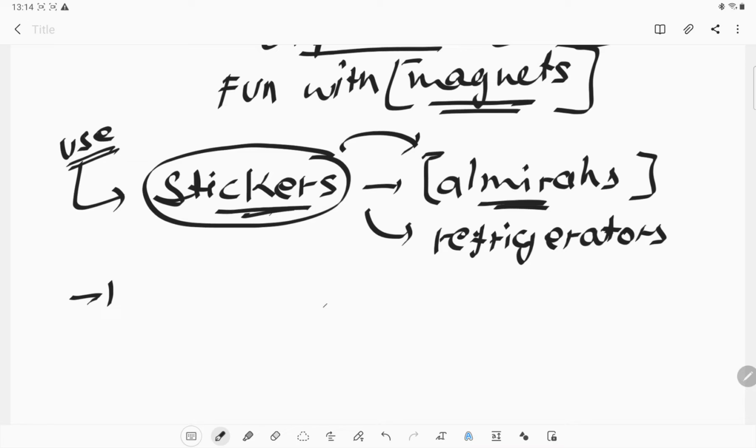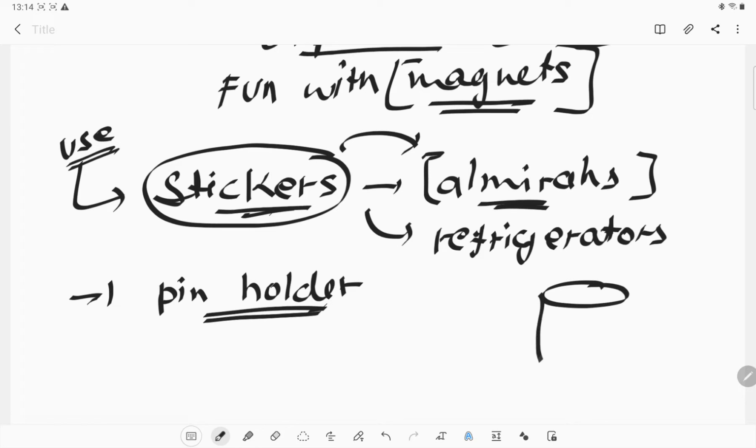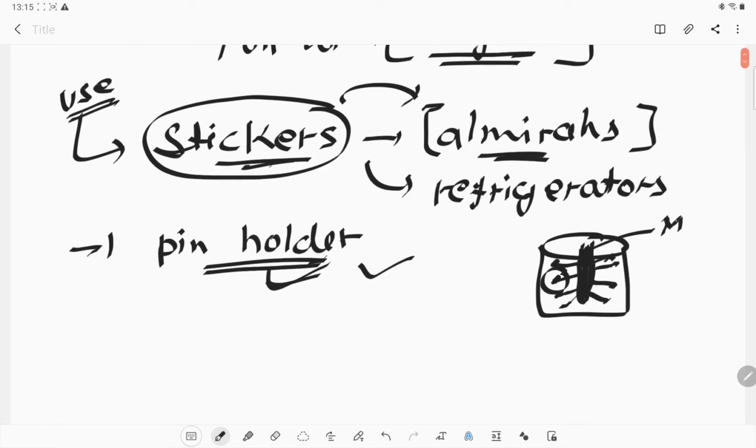What else? Sometimes we have seen a pin holder. That pin holder also contains a magnet. This is the pin holder box, and there is a rod in the middle of the box. The rod contains the magnet, due to which all the pins are attracted toward it, so they are attached to this middle rod. Why? Because the pins are made of iron and the rod is made of magnet. That's why they are attracted to each other.